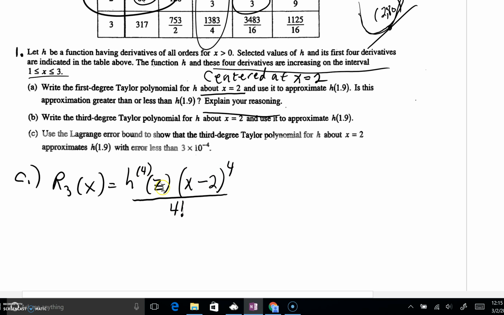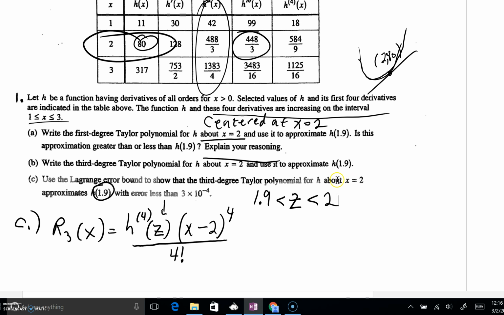Notice what is not happening. You're not plugging in where you're centered. You're plugging in a z. And z is going to be between where you are centered and what you are estimating. z must be bigger than 1.9 and less than 2. So this is very, very important. We don't know what z is. We just know that z must be somewhere between those.